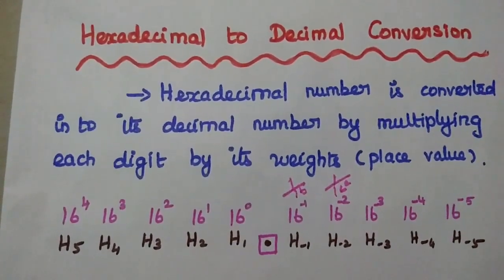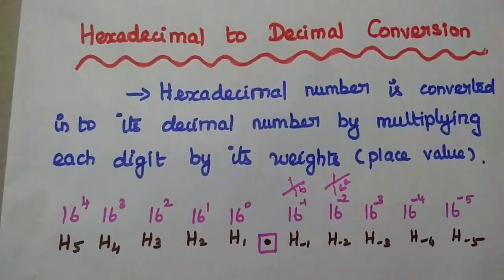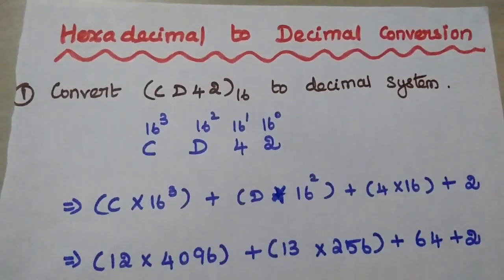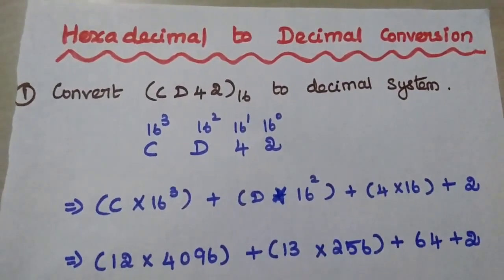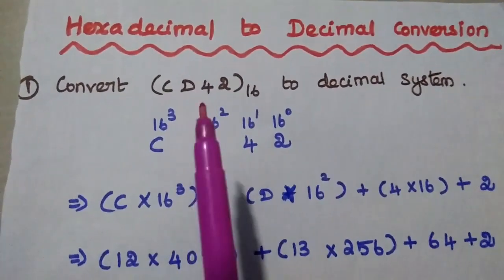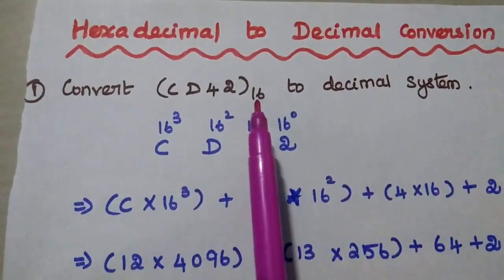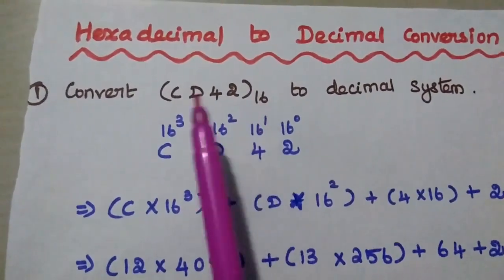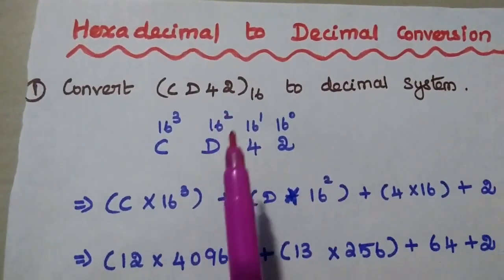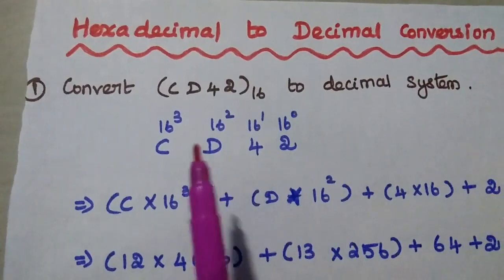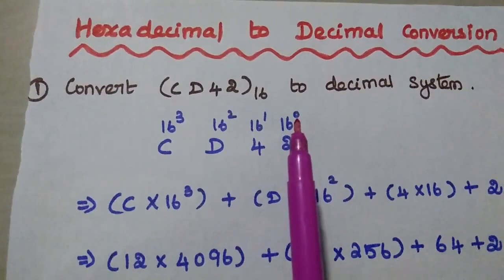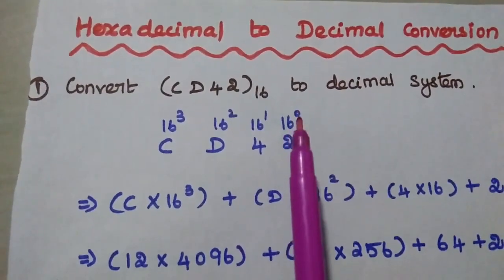So let's solve some problems to understand the hexadecimal to decimal conversion. The first problem is to convert the given hexadecimal number to its equivalent decimal number. The hexadecimal number is represented with the base value 16: CD42. In the solution, we write down the given hexadecimal number as such, CD42, and then we write down its place value or weight.